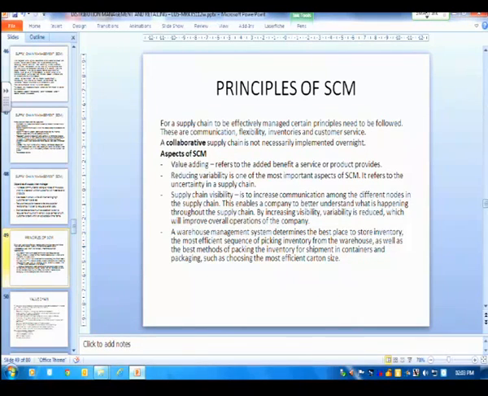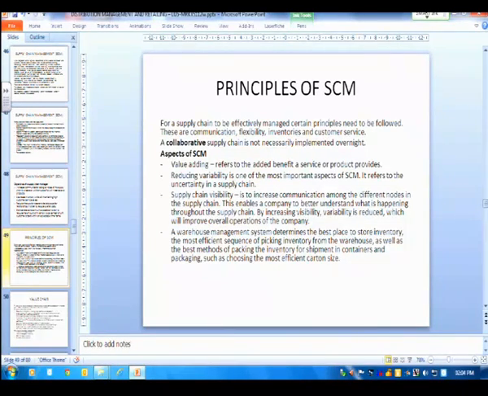Aspects of supply chain management. One, value adding. This refers to the added benefit a service or product provides. Reducing variability is one of the most important aspects of supply chain management, commonly known as SCM. It refers to the uncertainty in a supply chain.